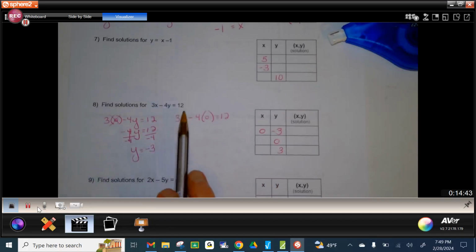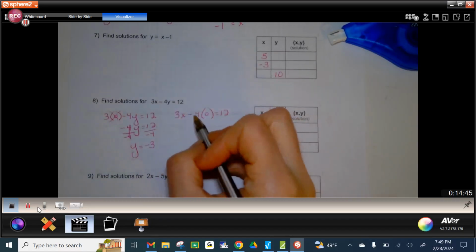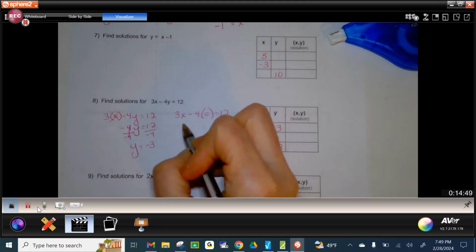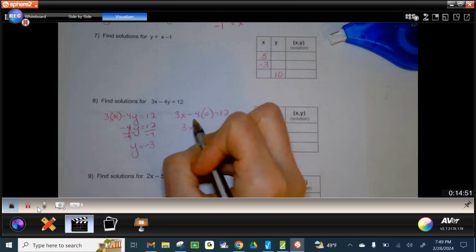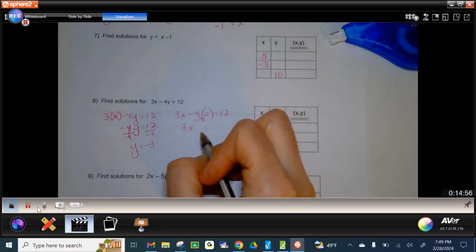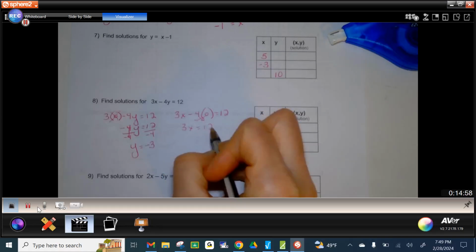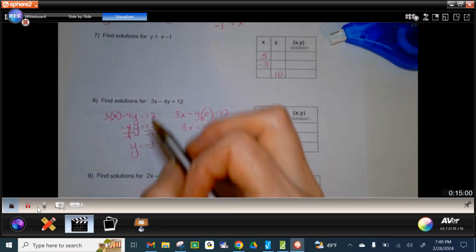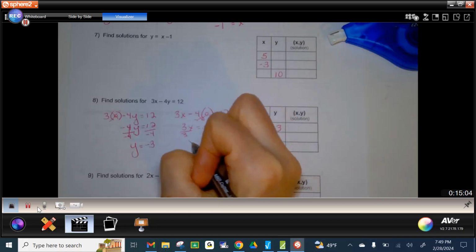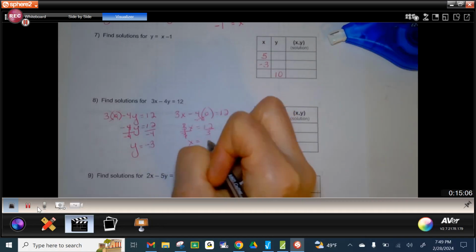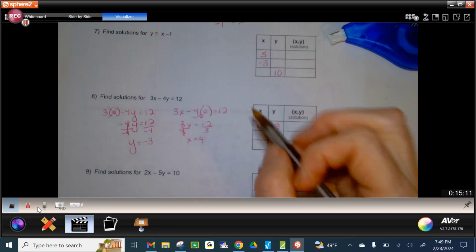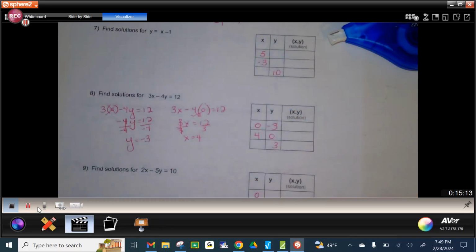Okay, so now we have to solve for x. Well, minus 4 times 0 is 0, so that just is going to go away. So we get 3x. This is just minus 0. We don't need the minus 0. 4 times 0 is 0, just get rid of that. 3x equals 12. Now, x is being multiplied by 3, so we'll divide by 3. And our solution will be 12 divided by 3, which is 4. So when y equals 0, x equals 4.